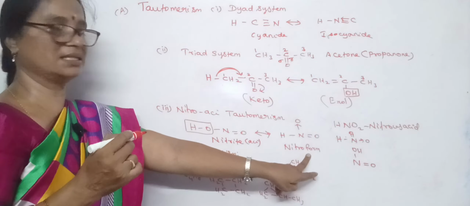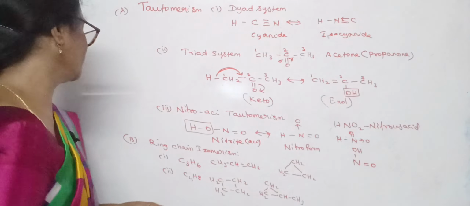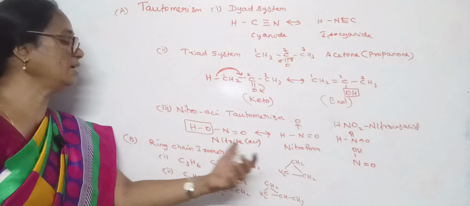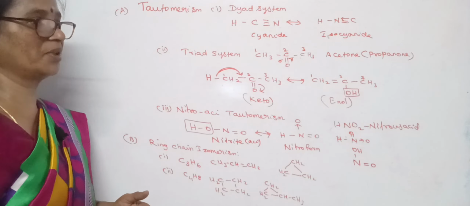And this will be explained once again in your nitro compound structure. Okay. Then the last form of isomerism is ring chain isomerism. We know the alkenes and the cycloalkanes have the same general formula. What is that?